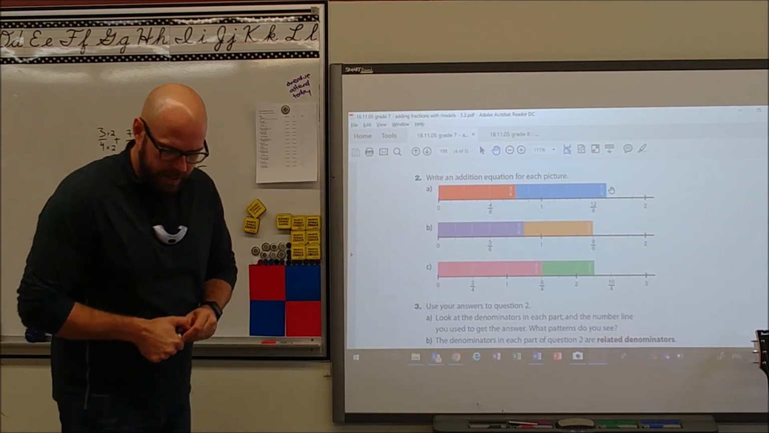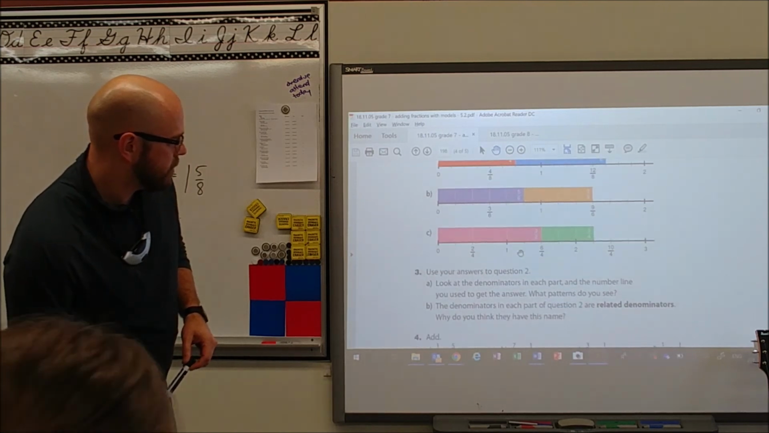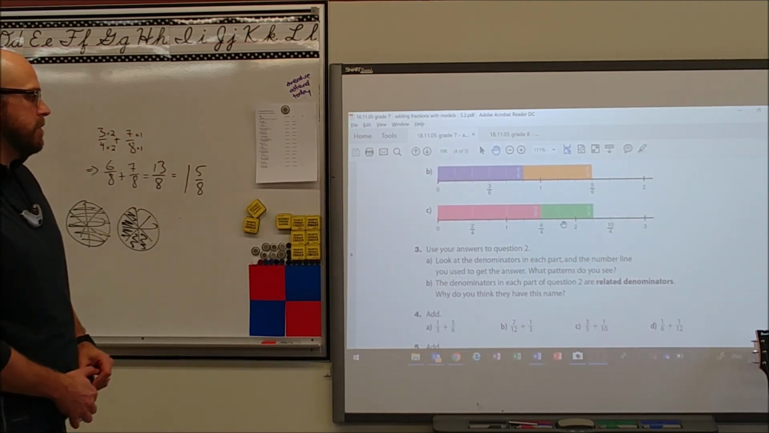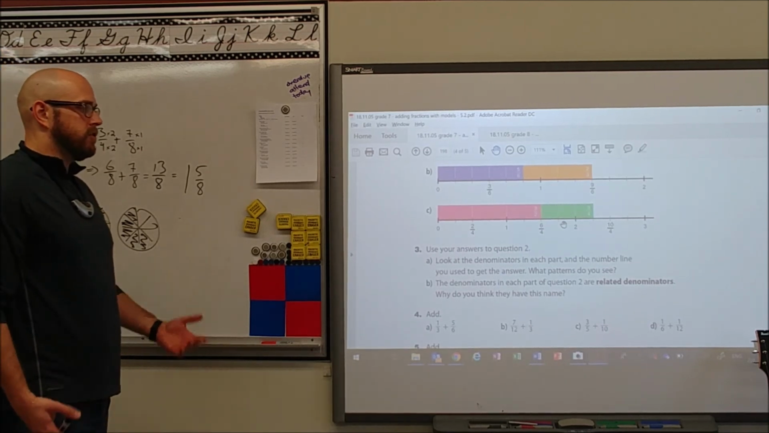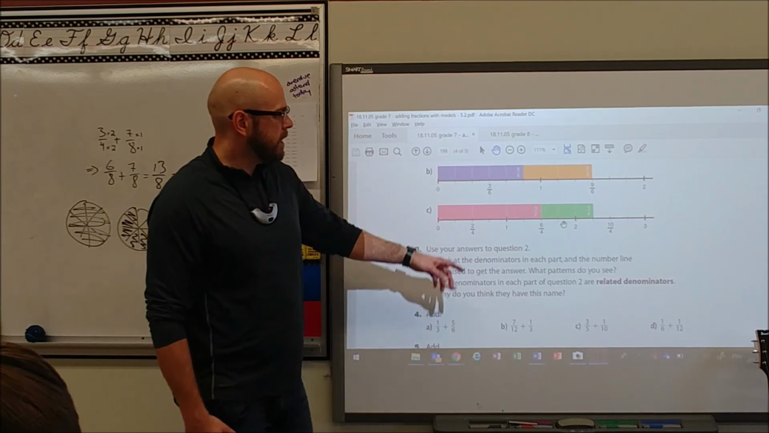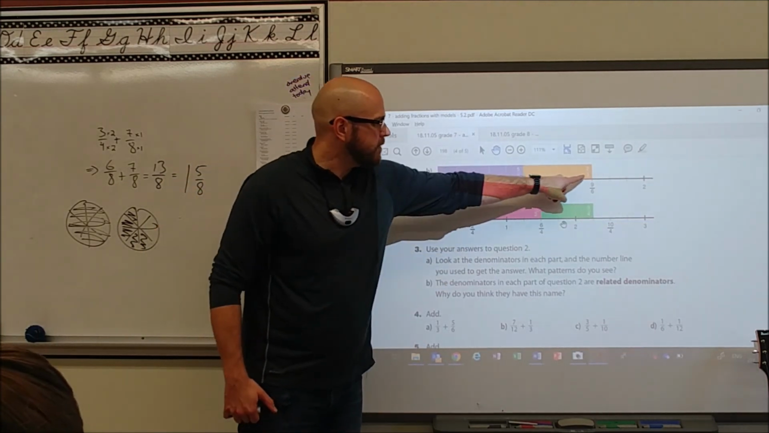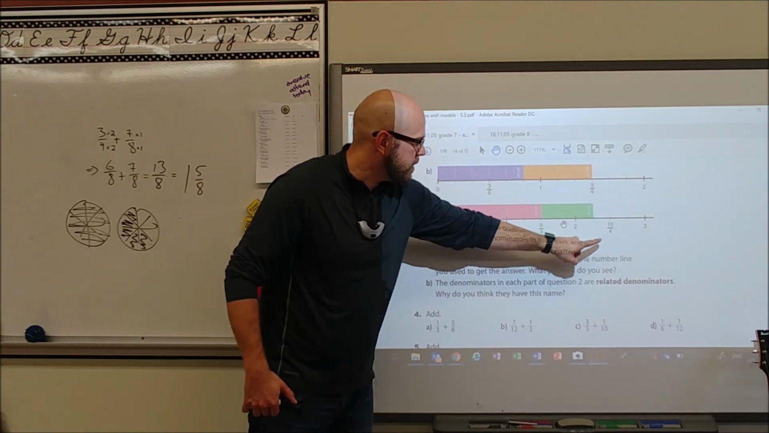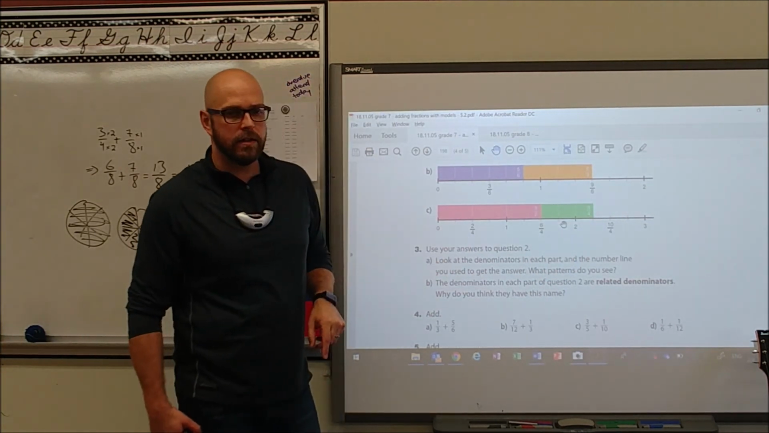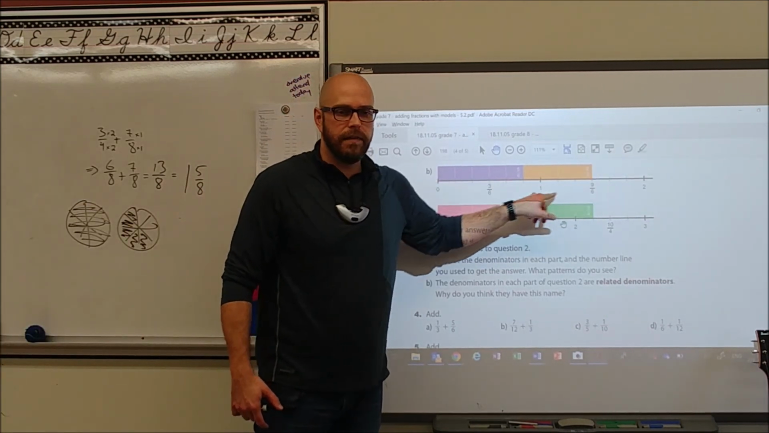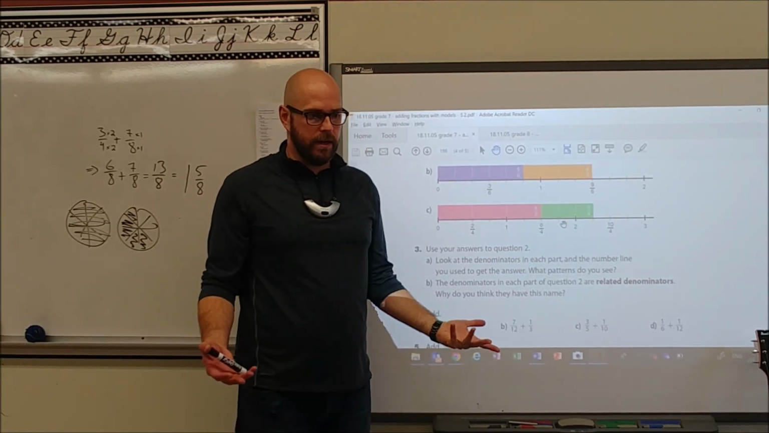All right, the last one, it says, use your answers to question 2. Look at the denominators in each part and the number line you used to get the answers. What patterns do you see? When you look at the denominators, you will notice that these can go into those denominators. These denominators go into those denominators. So the pattern you're seeing is they are finding a common denominator that they can go into, and that's what we did on the board.